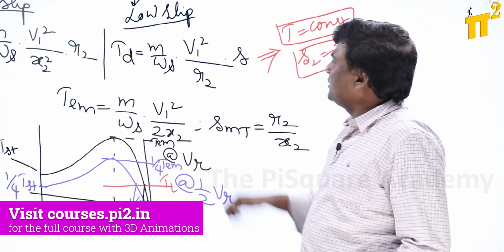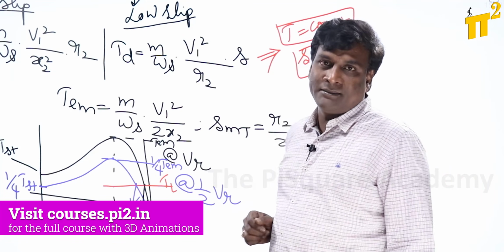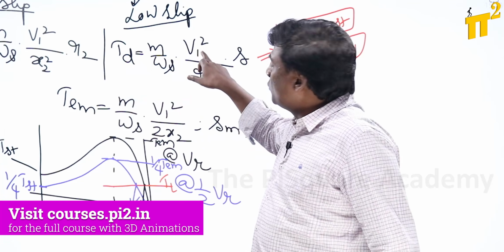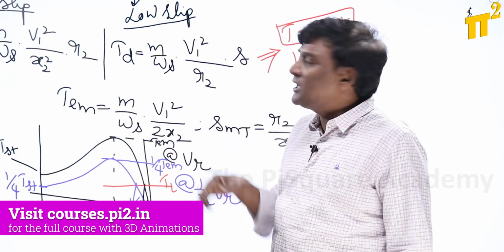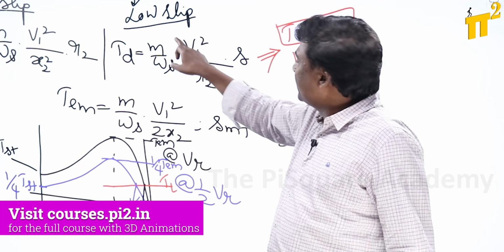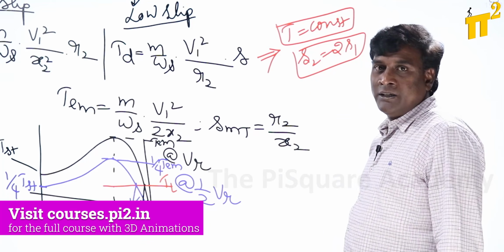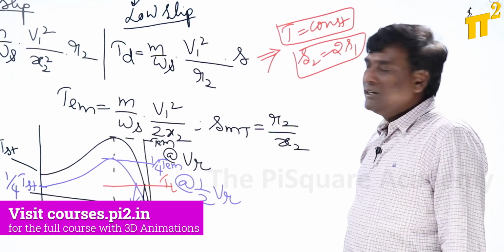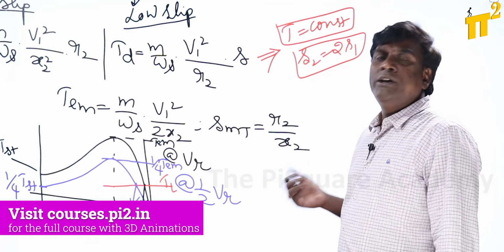For example, voltage is reduced by 10%. In order to produce the same torque, the voltage is reduced to 0.9, so 0.9 square inverse is going to be the new slip. As per the new slip, you are going to get the new speed. That's it. So this is about the voltage control.